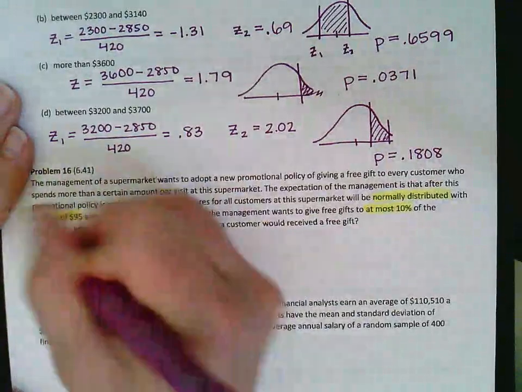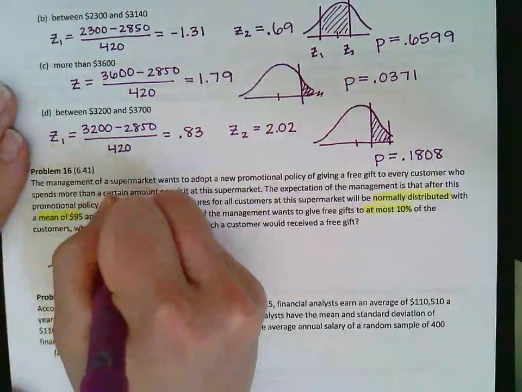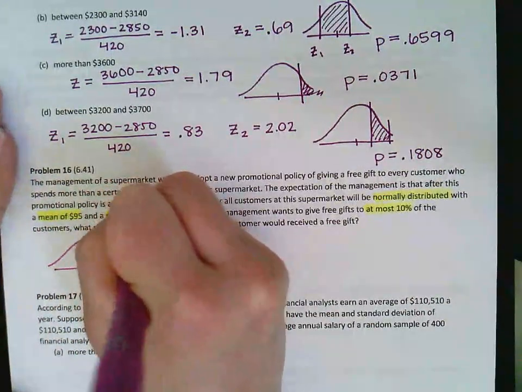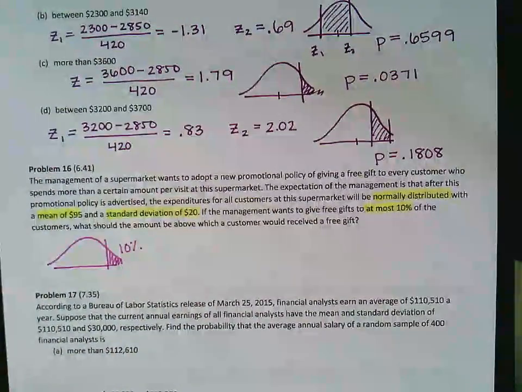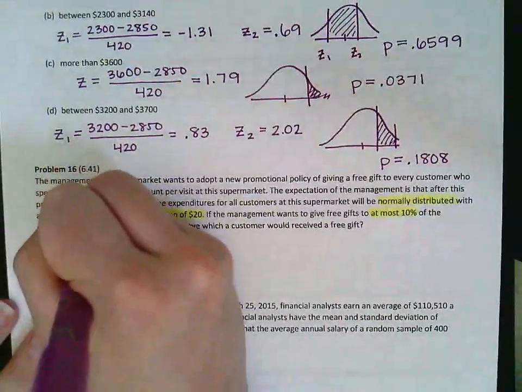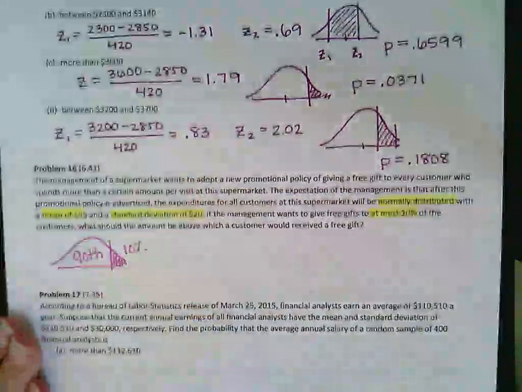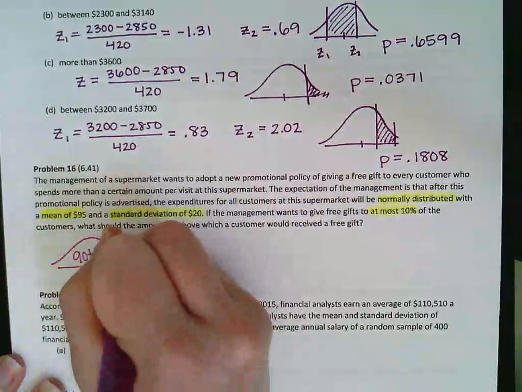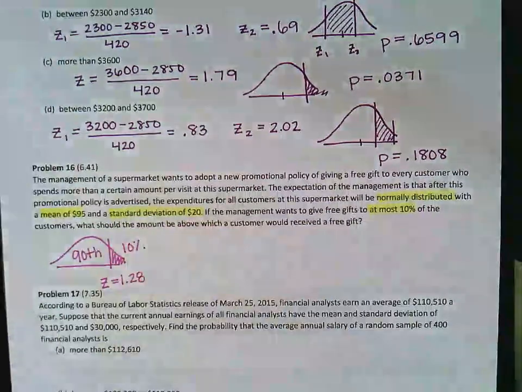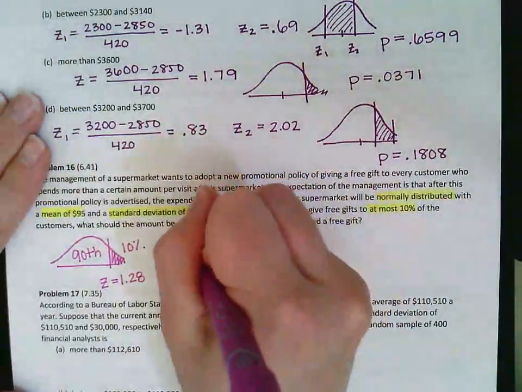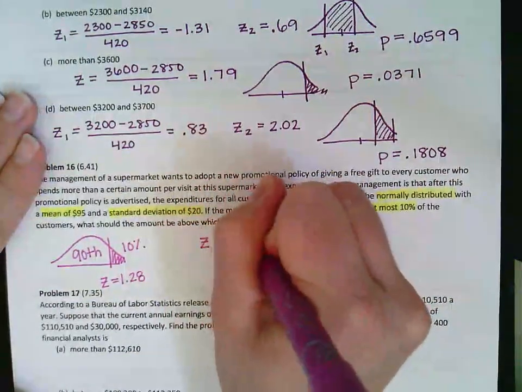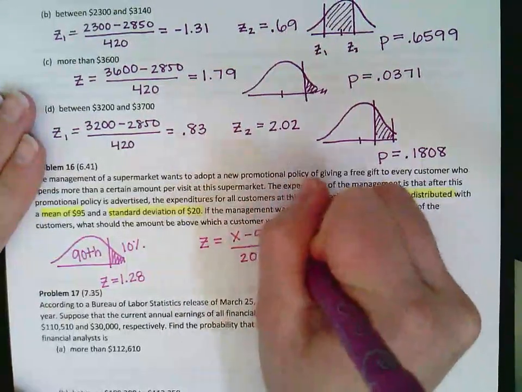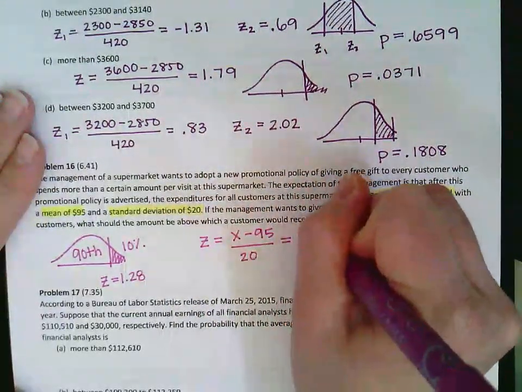Now remember, they want to give it to the 10% that spend the most. So that 10% on this distribution would have to be up here, right? 10% would have to be up there, which means I'm looking at the 90th percentile for my z-score. I need that positive z, and that positive z ends up being 1.28. I'm then going to plug that into my z-score calculation. So x minus the mean all over the standard deviation, and I'm going to let that be equal to my z-score.